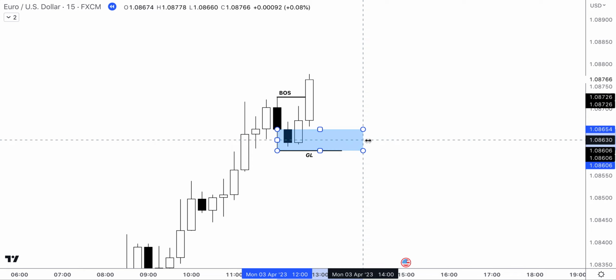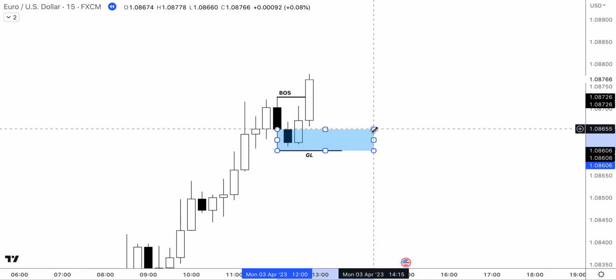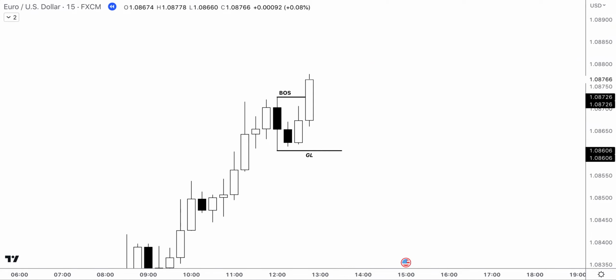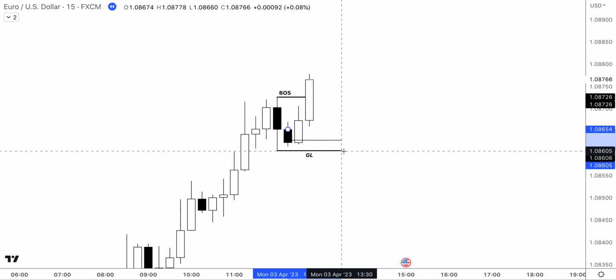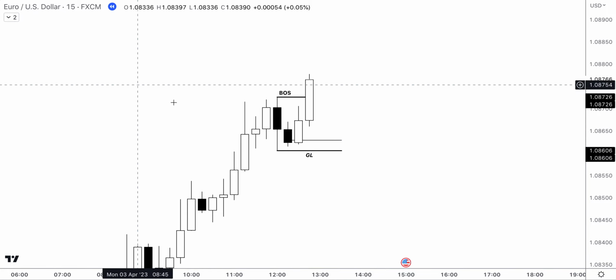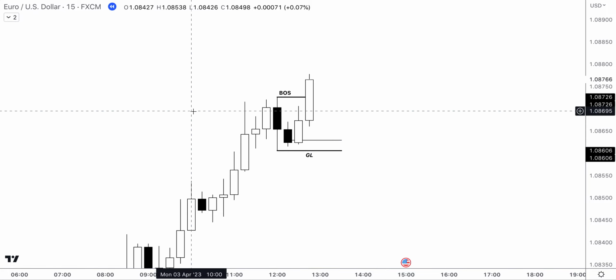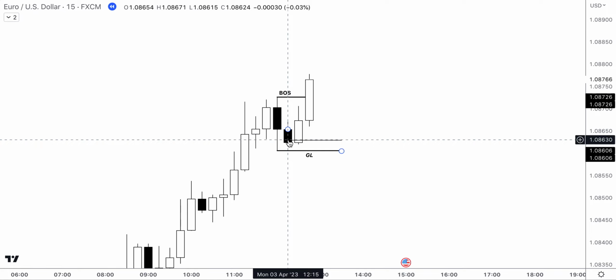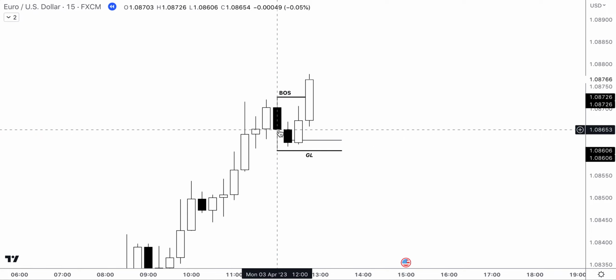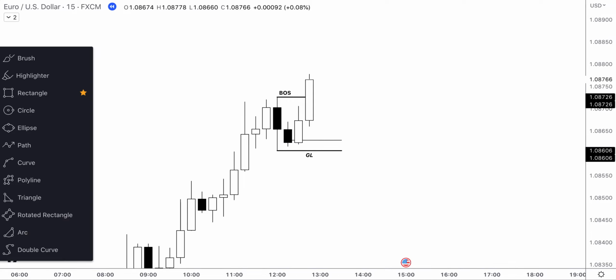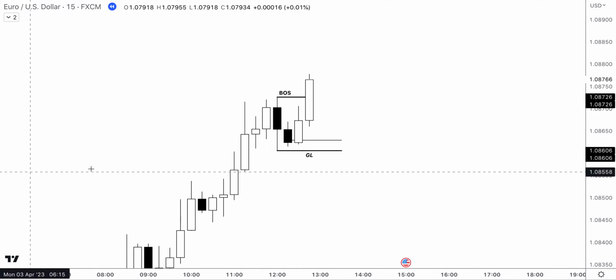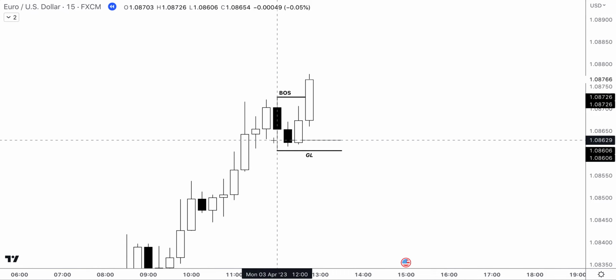Taking this one step further, we've identified our extreme demand. We can refine that ever so slightly. From the open, what we can do is take a Fibonacci retracement down to the low. What this gives us is a 50% mitigation of these sell orders. So rather than having a larger area, we've refined it down to a 50% mitigation, and that gives us a little bit more accuracy.